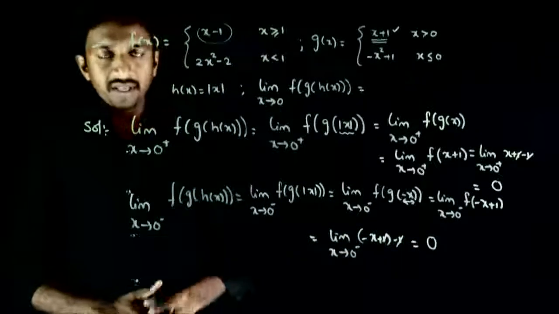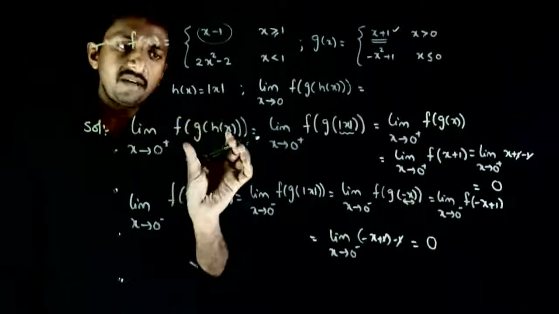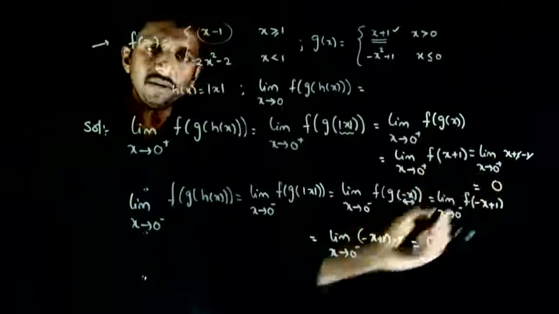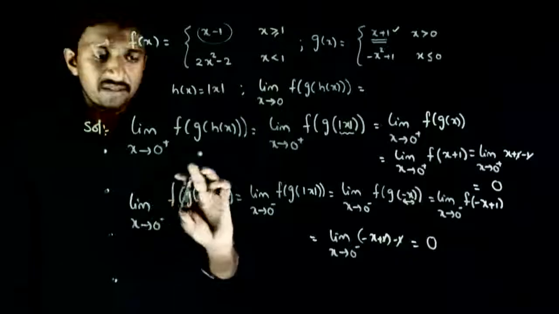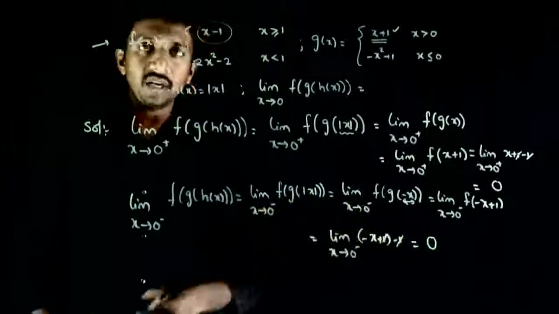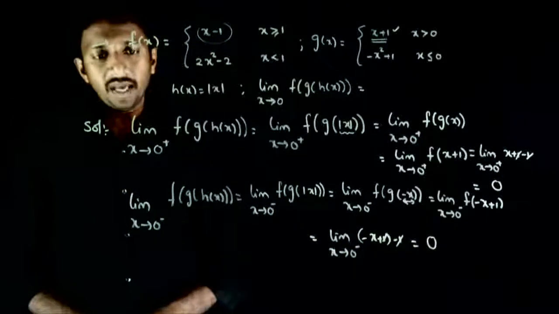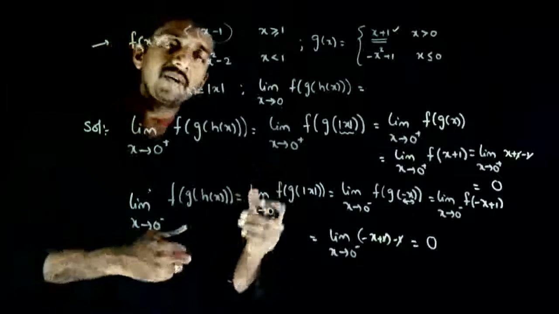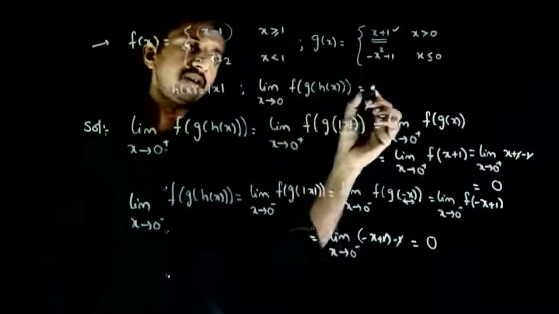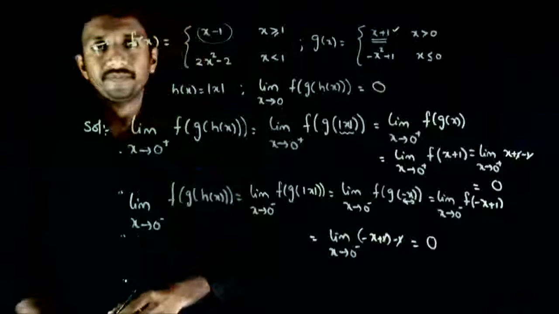So meaning is limit x tends to 0 plus f of g of h of x is 0. Limit x tends to 0 minus f of g of h of x is also equal to 0. Hence, right limit is equal to left limit. Hence, the value of the limit is 0.